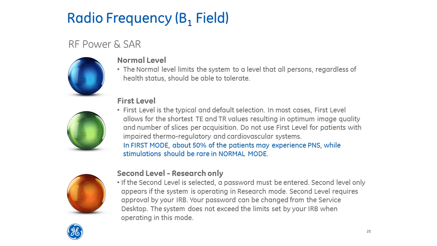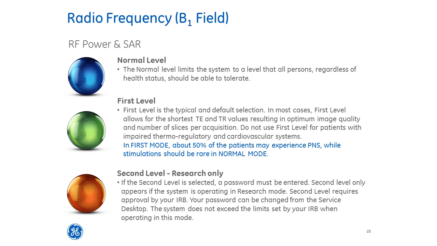This does, however, change the RF power and can add scan time, and sometimes can affect the gradient performance, resulting in longer timing parameters and fewer slices per acquisition. The next level is first level, and in most cases, it allows for the shortest TE and TR values, resulting in the optimal image quality and the number of slices per acquisition.